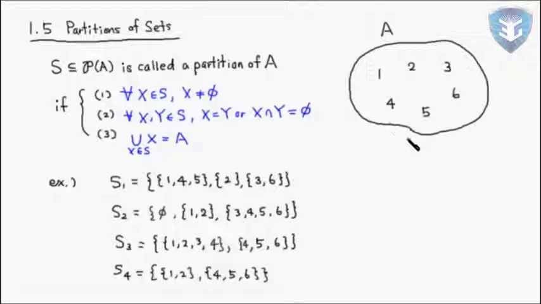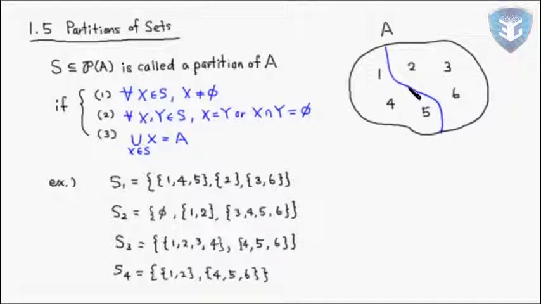So here's what we're doing. Let's say this is set A, which has 1, 2, 3, 4, 5, 6. Partition is simply doing this. We're going to make a subgroup. So maybe I'm including 1, 4, 5 to make up a subgroup.